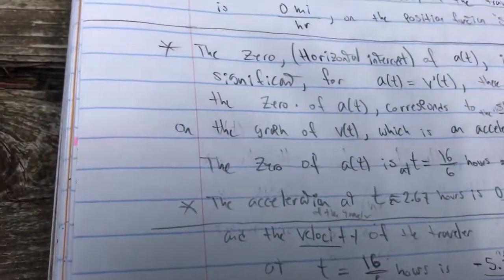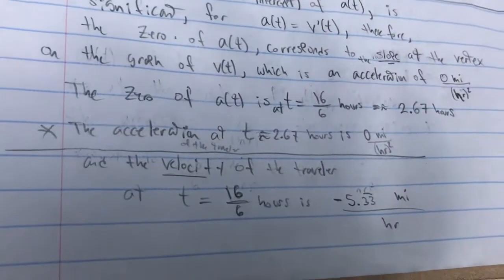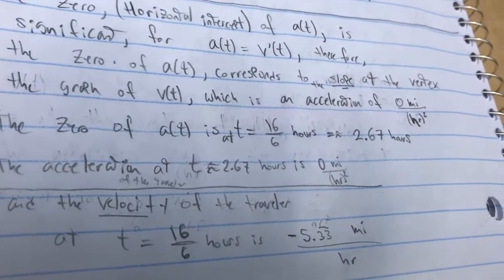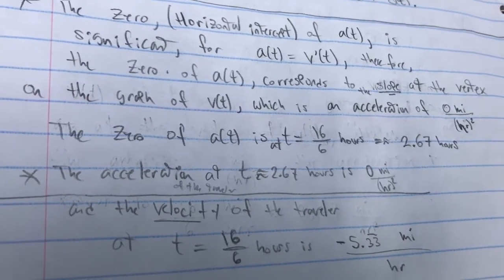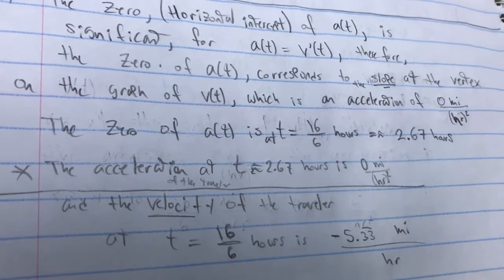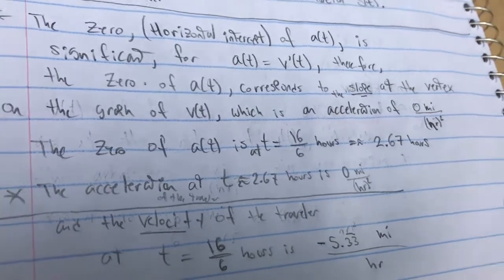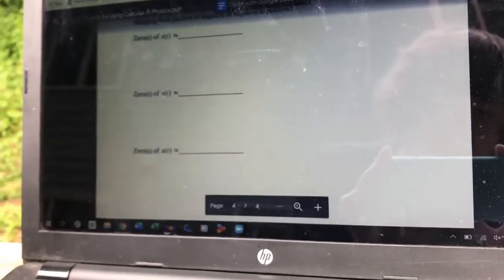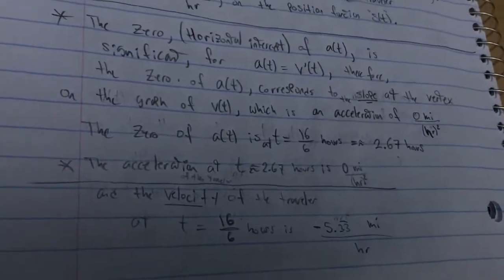So the zero of a of t is 16 over 6 hours, which is about 2.67 hours. And that corresponds to where the acceleration is 0 miles per hour squared. I hope I explained this okay. I have a hard time with this part.